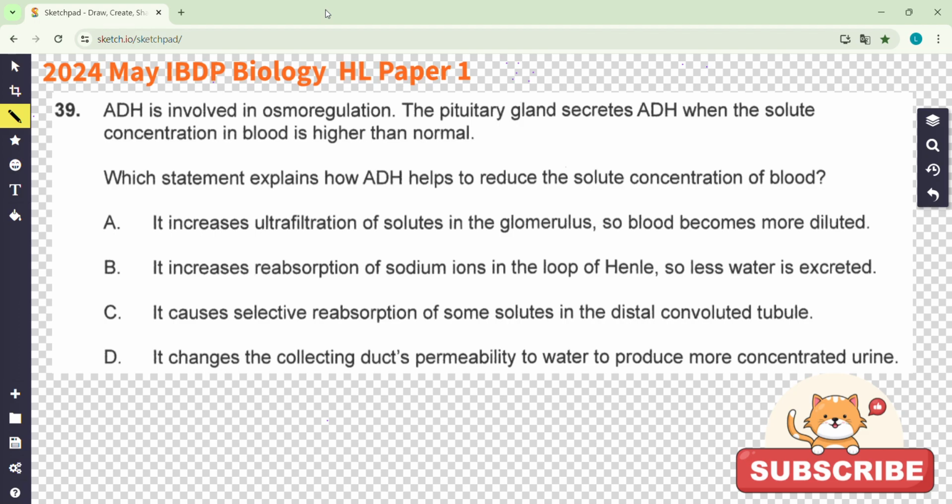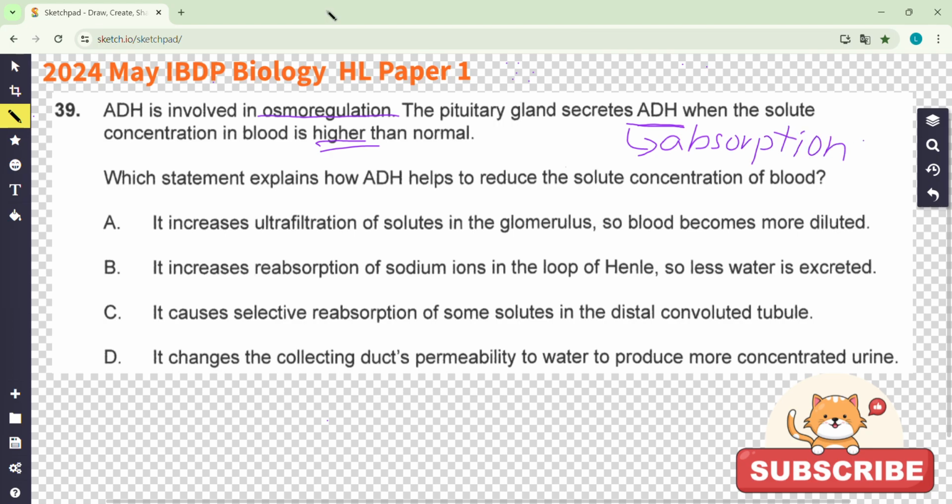Question 39 is talking about osmoregulation, what happens in the kidney, okay? And then it tells you about ADH. What's the function of ADH? And there's some hints: solute concentration in the blood is too high, okay? So how does ADH enhance the absorption, or reabsorption, of water in the kidney?